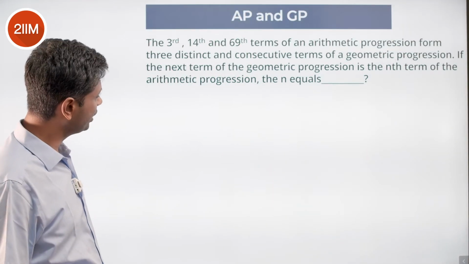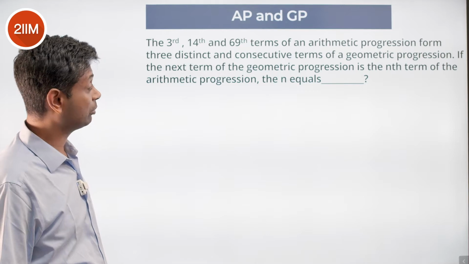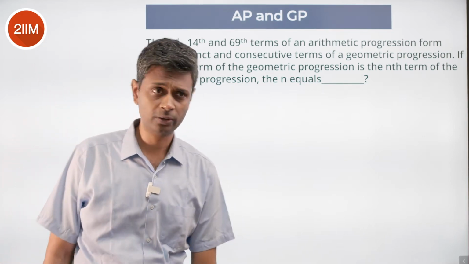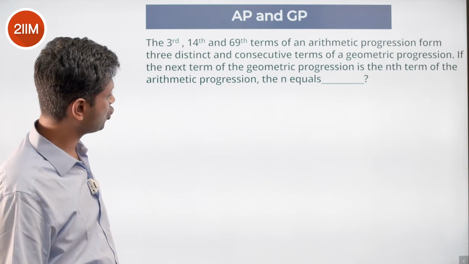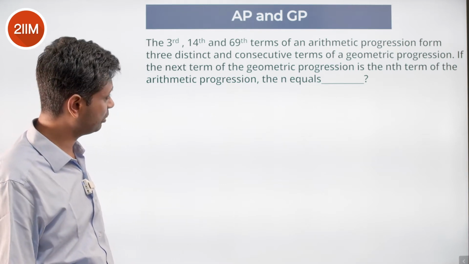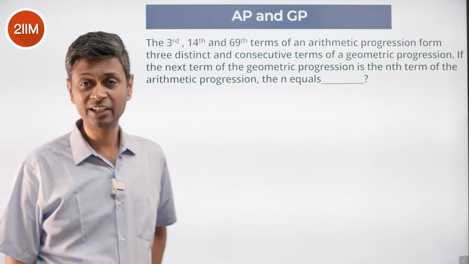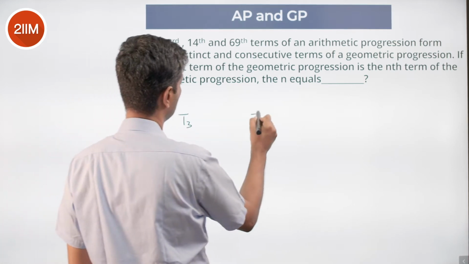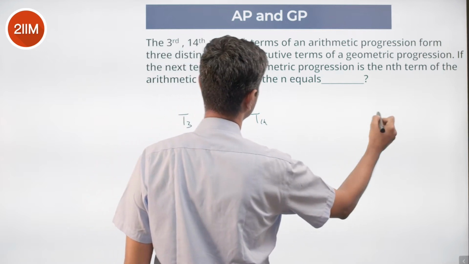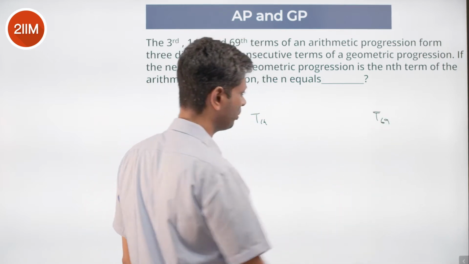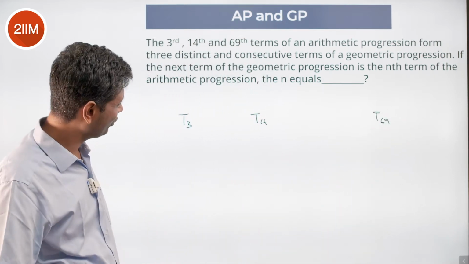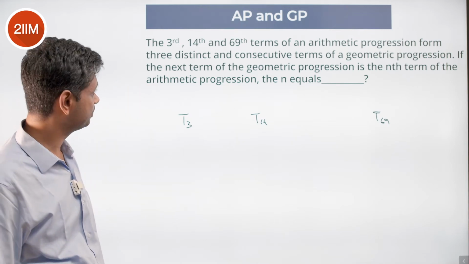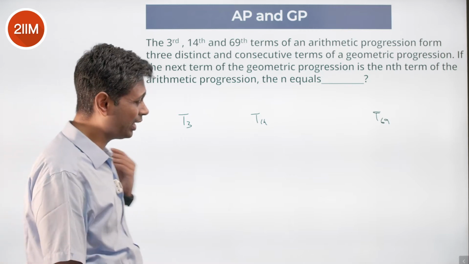The third, 14th and 69th terms of an arithmetic progression form three distinct and consecutive terms of a geometric progression. The next term of the geometric progression is the nth term of the arithmetic progression. Then n equals? Nice. T3, T14, T69 form a geometric progression. I have to figure out the next term of this geometric progression and then bring it back to the arithmetic progression.